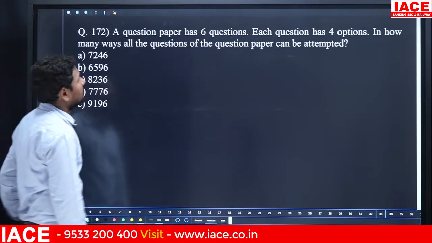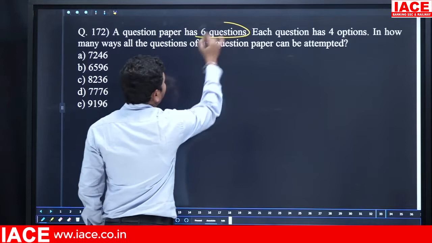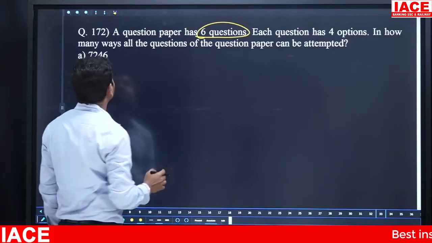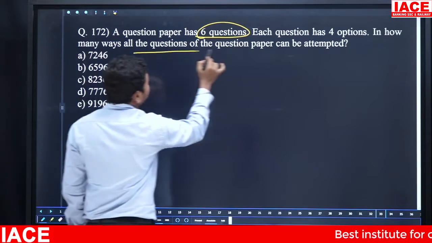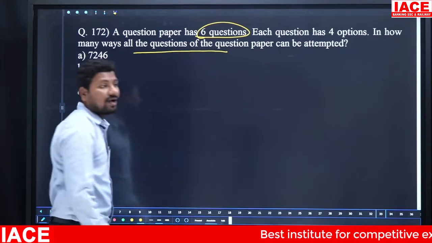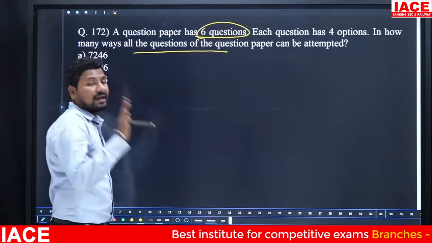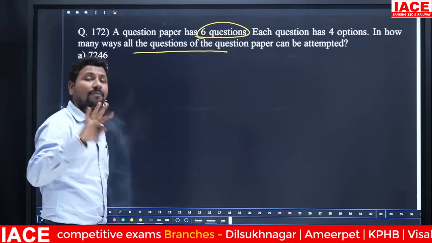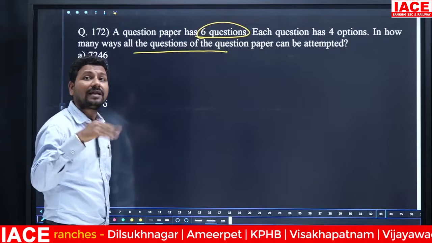Next. A question paper has 6 questions. Each question has 4 options. In how many ways can all the questions in the question paper be attempted? In 4 options you can take A, B, C, D. Okay, that is 4 ways. But another way is also there. Another way is what? Leave the question.